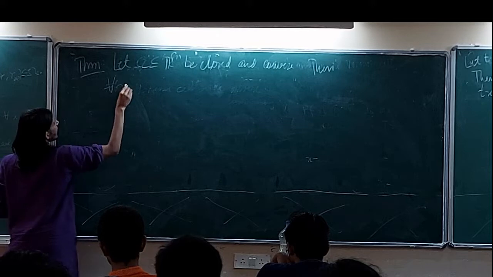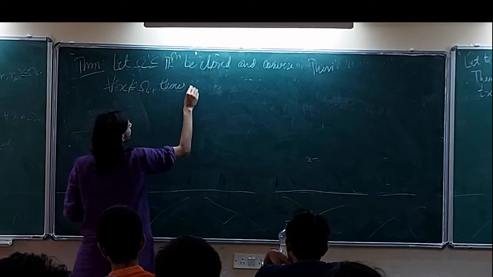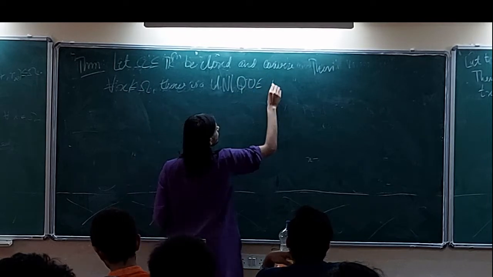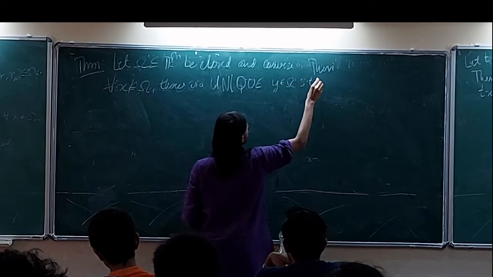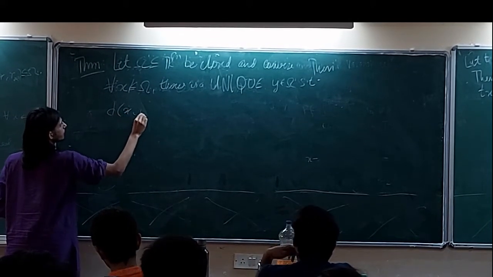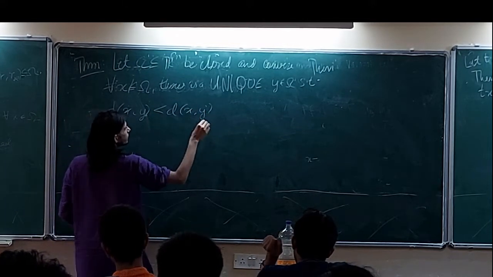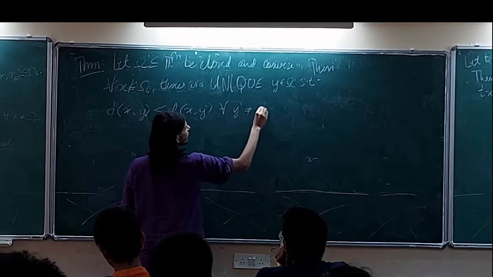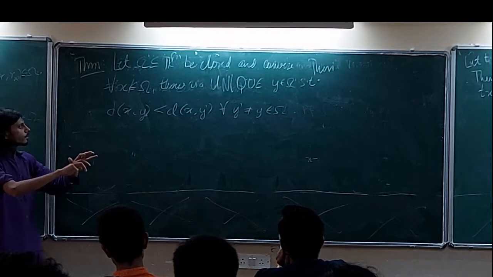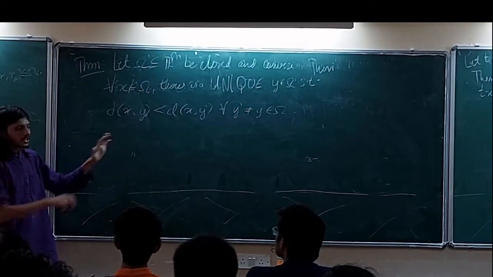For all x not in omega, there is a unique, in capital letters, y in omega such that the distance from x to y is less than the distance from x to y prime for all y prime not equal to y belonging to omega. So if I take any other point in omega, that will be strictly further away from x than y. So y is a unique point that is the nearest neighbor to x.